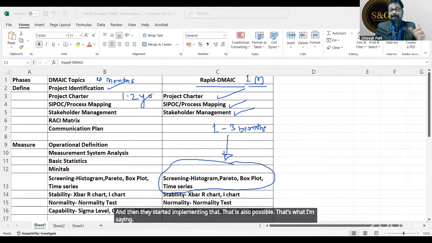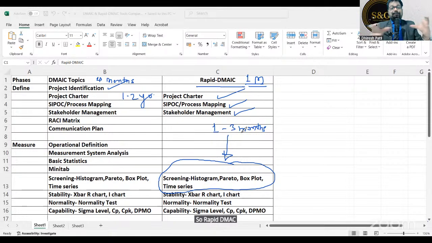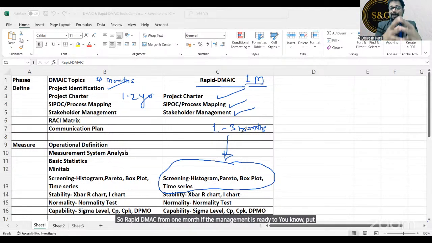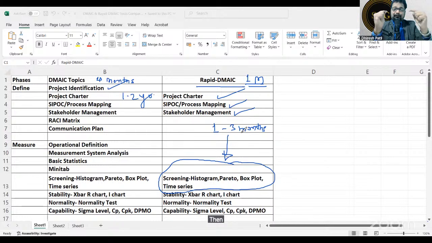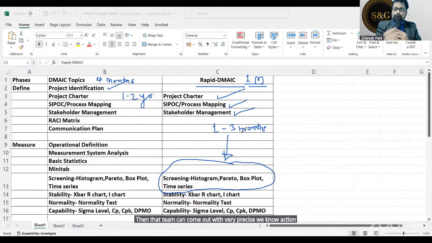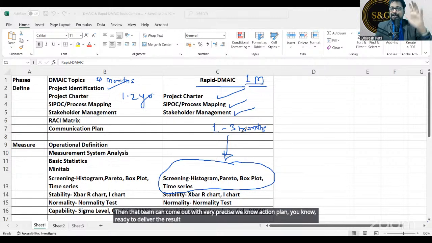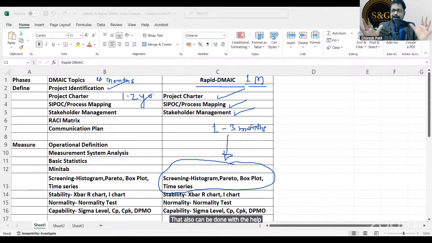So rapid DMAIC from 1 month, if the management is ready to put every important resource, all the stakeholders or the team members of the project in one group, in one room for a week, for 5 days, 6 days, then that team can come out with a very precise action plan, ready to deliver the result. Just implementation is required. That also can be done with the help of rapid DMAIC. It depends on the management.